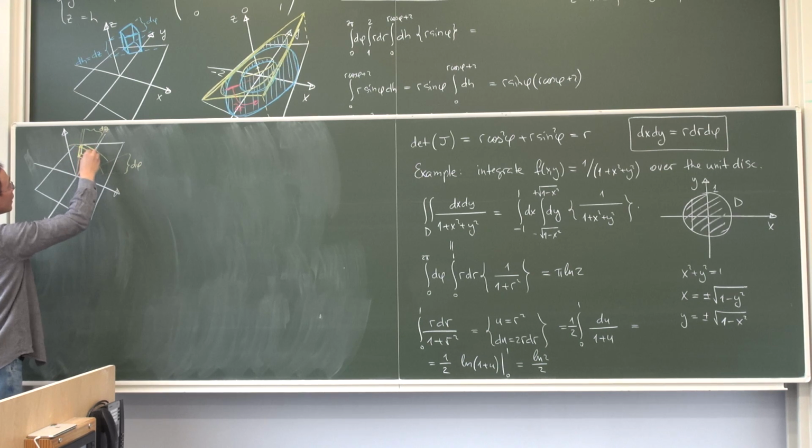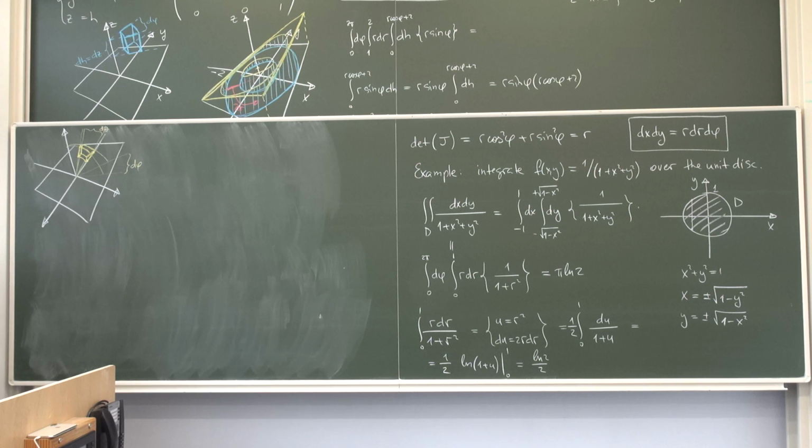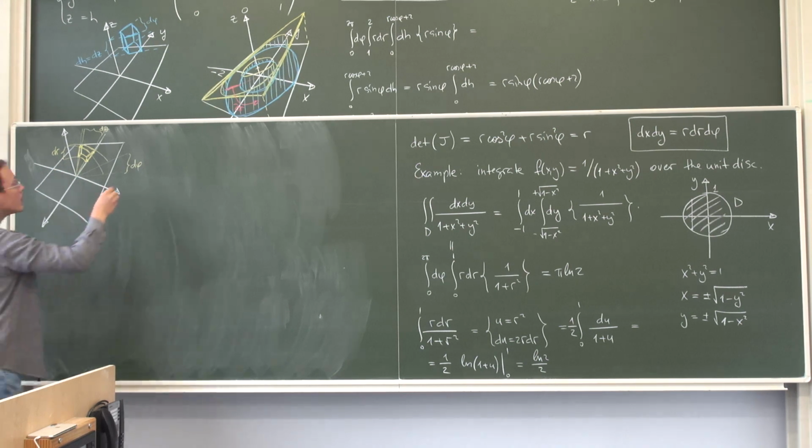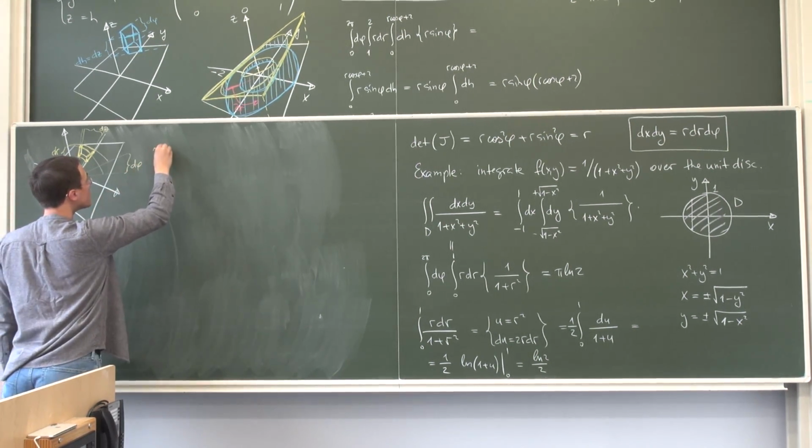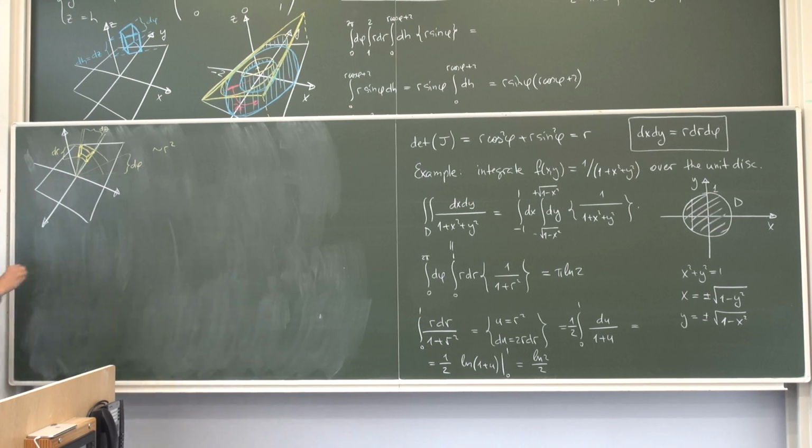And that is our little volume. When we move this out by dr, so that is dr, two things increase at the same time. It gets deeper and it gets wider. So we probably expect the volume element to be proportional to r squared.